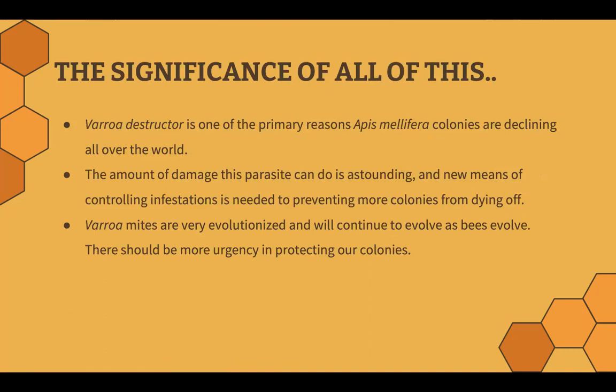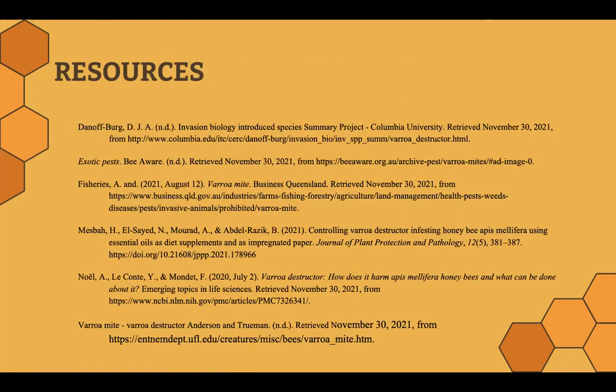The Varroa destructor is one of the primary reasons Apis mellifera colonies are declining all over the world. The amount of damage this parasite can do is astounding, and new means of controlling infestations are needed to prevent more colonies from dying off. Varroa mites are very evolved and will continue to evolve as bees evolve. There should be more urgency in protecting our colonies.